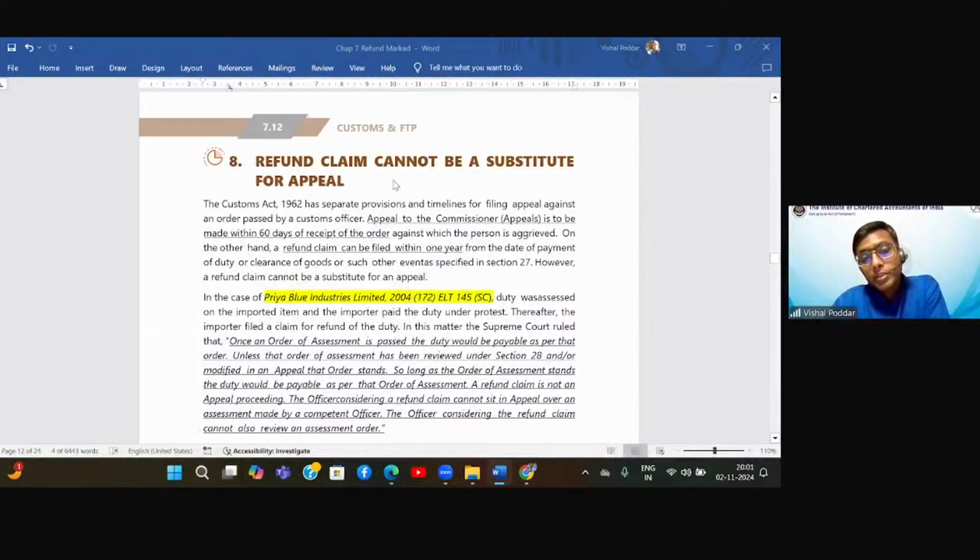Now, this is again a very interesting point. Refund claim cannot be a substitute for appeal. Now, you'll say, sir, refund is one side, appeal is the other side. What is the combination of the two? So there is an interesting concept. Let us say you are aggrieved by the order of the department, that if some order has been passed which is against you, you have to obviously go in for appeal. Now, can you decide to make a refund claim instead of going in for appeal? The answer is no. You will say, sir, when will this happen? So let us read this.